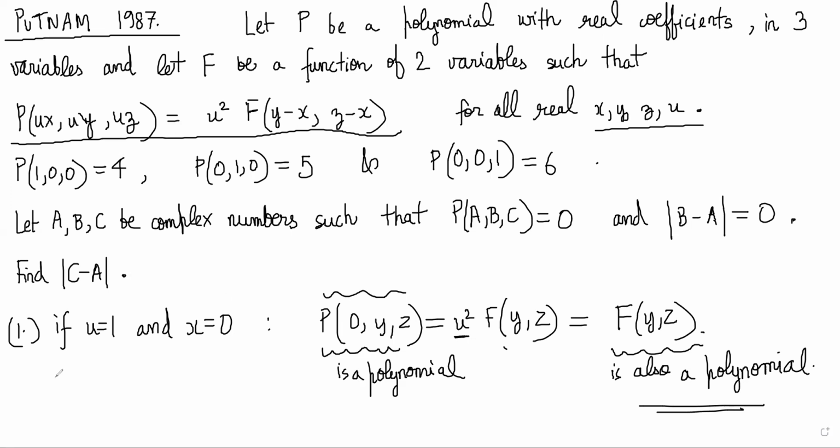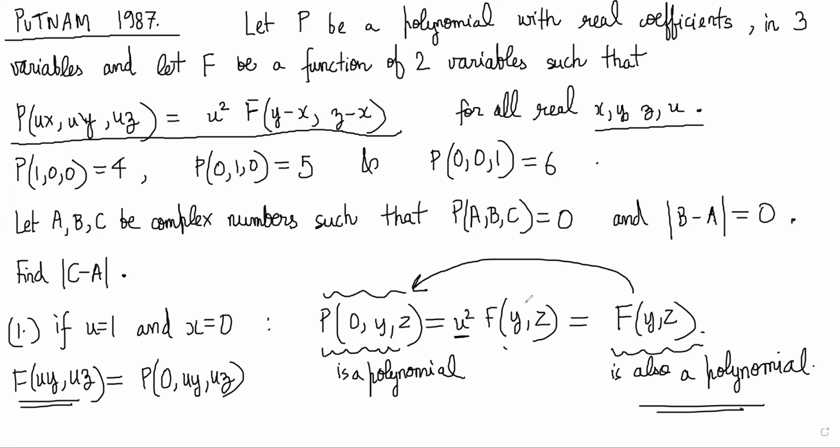Now, the second step that we would try here is let's think of what is f of uy and uz. So basically, instead of f of y and z, instead of y I am putting uy, instead of z I am putting uz. So that is clearly going to be equal to P of 0 comma uy comma uz, right? Why? Because this equality is true for all real x, y, z, u. Therefore, if I replace y with uy and z with uz, I will get P of 0 uy uz.